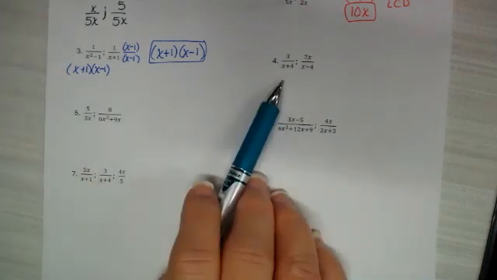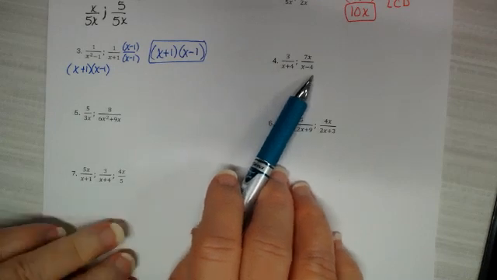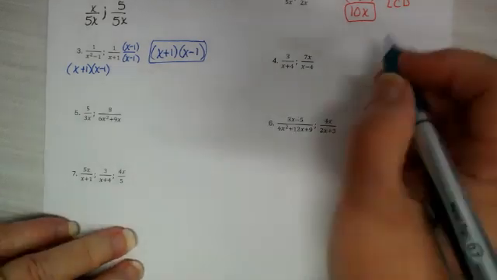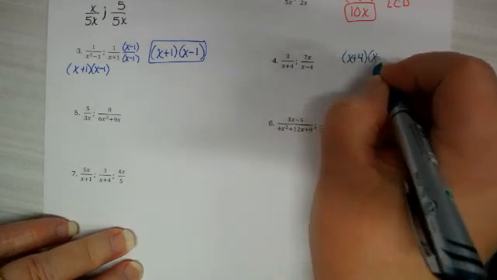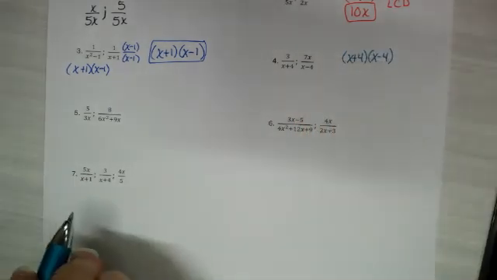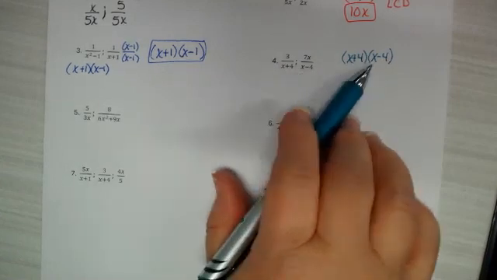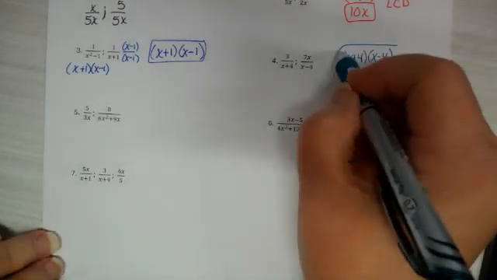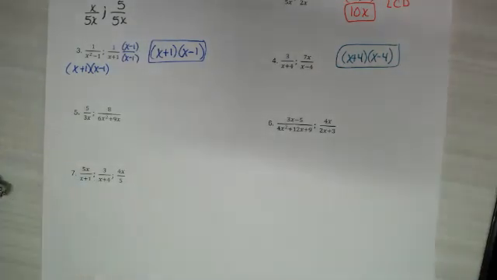Let's look at number 4. My denominators are x plus 4 and x minus 4. And my least common denominator is just going to be those two multiplied together. X plus 4 right there, x minus 4 right there. So if they don't have anything in common, sometimes we just multiply them together.